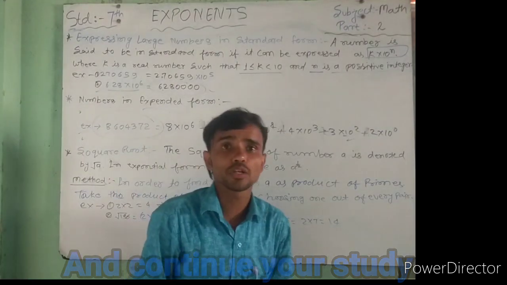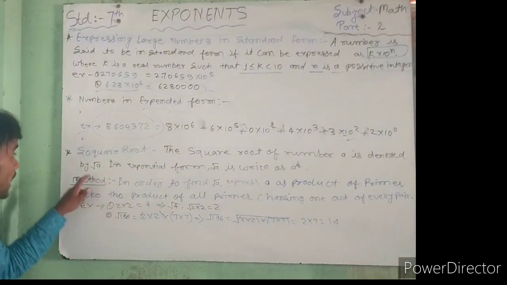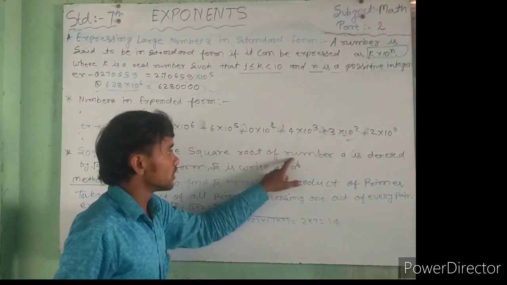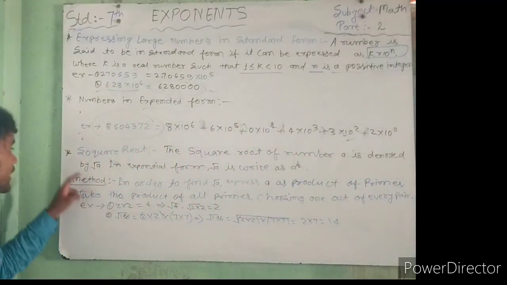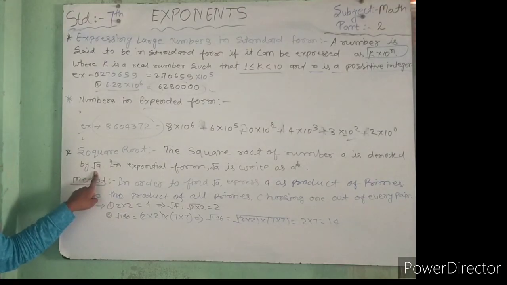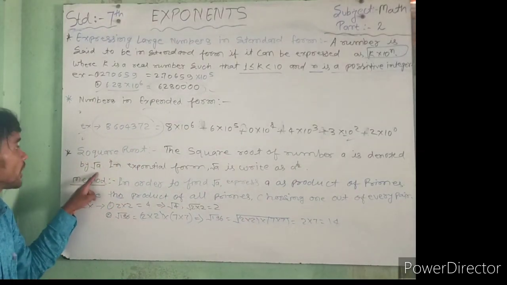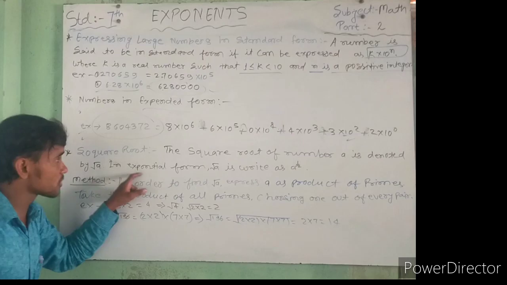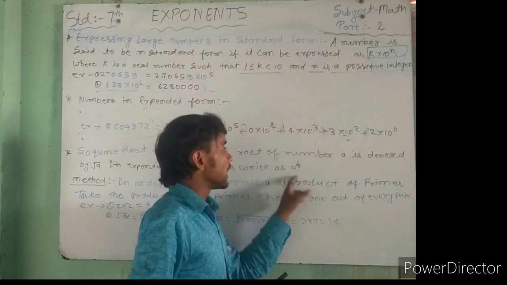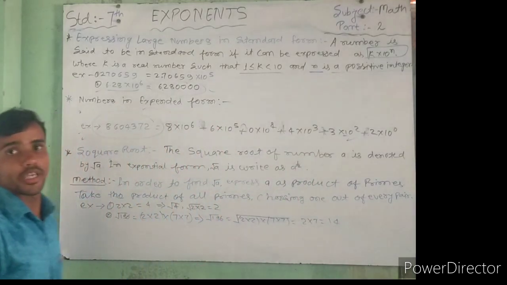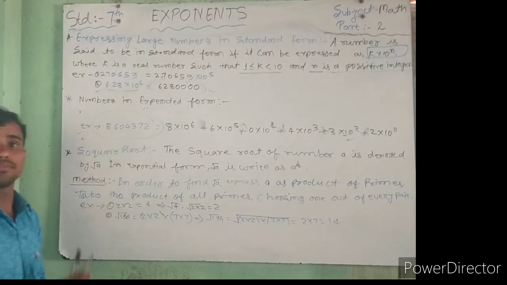My dear students, in that chapter we have discussed some square roots: how to write and how to solve the square root. The square root of a number a is denoted by root under a. It means if you have number 1, that's denoted by root under 1. That's the square root. Okay. Next, in exponential form, root under a is written as a to the power of 1 by 2, and that's the method of how to convert and make that type of question.